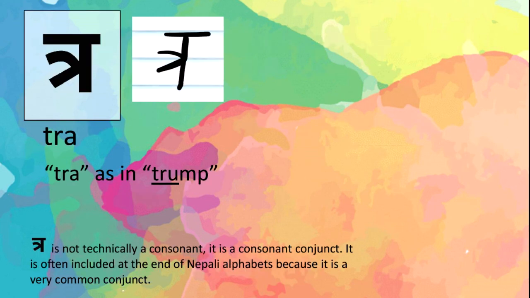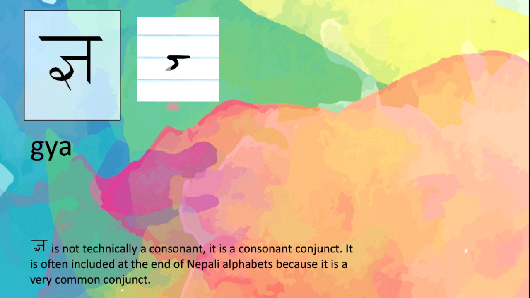Next we have tra, T-R-A. Tra as in trump. And tra, again, is a consonant conjunct. It's not necessarily a consonant in itself. I don't have any examples of this one used, but you'll see it pretty often used in Nepali words. And then finally we have our last consonant conjunct, gya, which I couldn't think of really any English words that have this sound in it, so it's just the G-Y-A combination, gya.